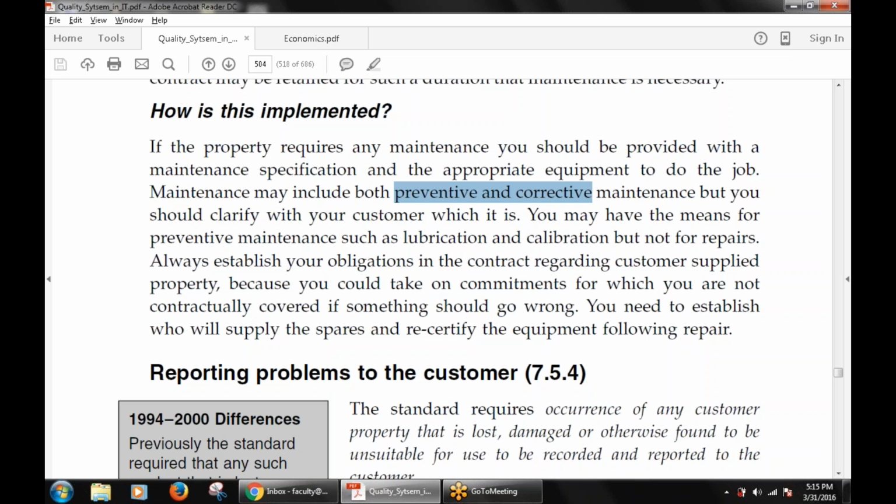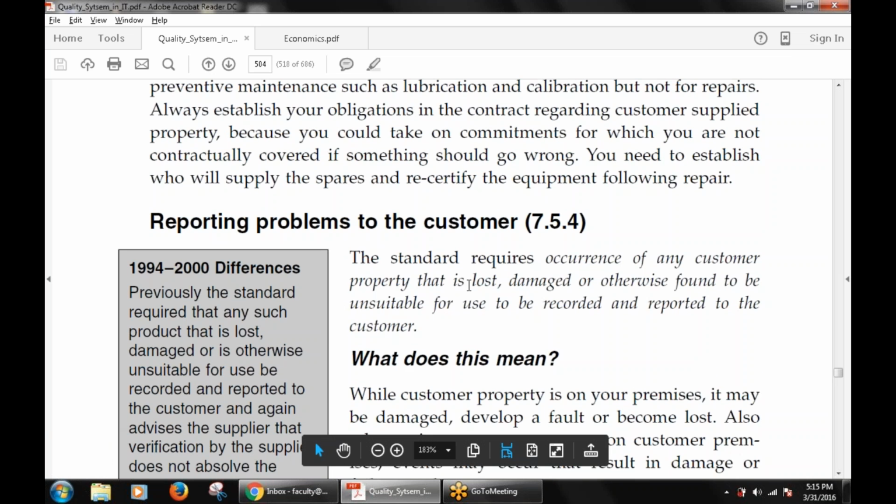Now, what are the various problems that are available with the customer? That is the reporting problems with the customer. The standard requires the occurrence of any customer property that is lost, damaged, or otherwise found to be unsuitable for use to be recorded and reported to the customer. That is, what are the various occurrences for customer property that is lost, damaged, or otherwise found to be unsuitable for use. That means occurrences will be damaged for the use, to be recorded, to be reported, to be supplied to the customer. So that is a problem for the reporting problems to the customer.